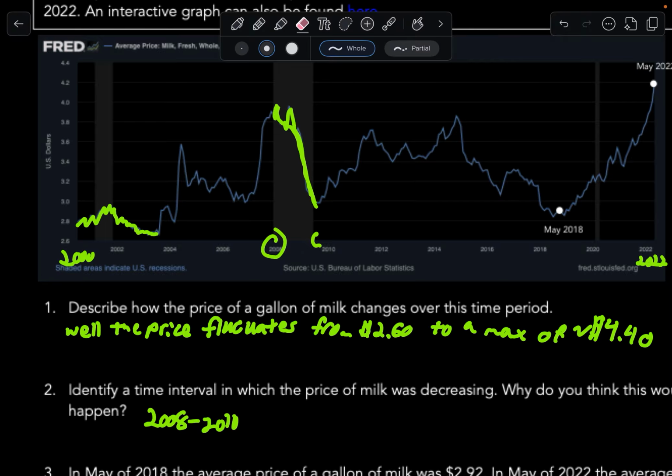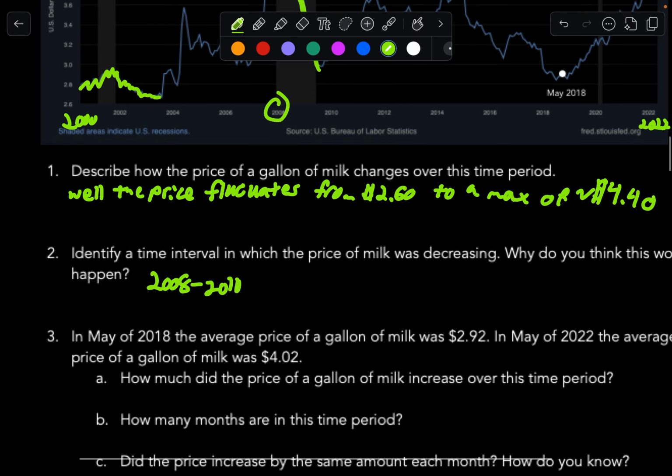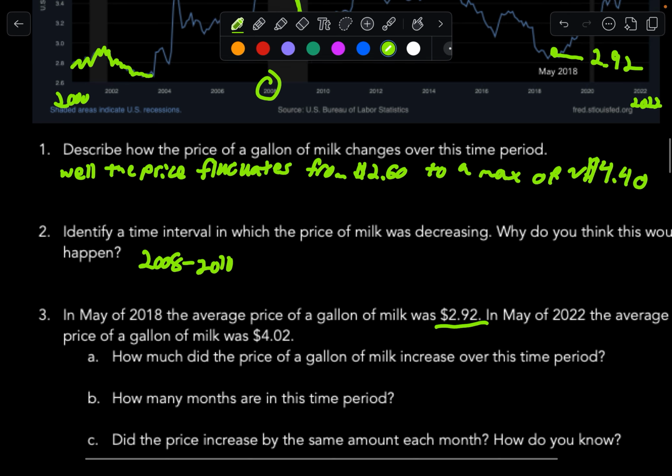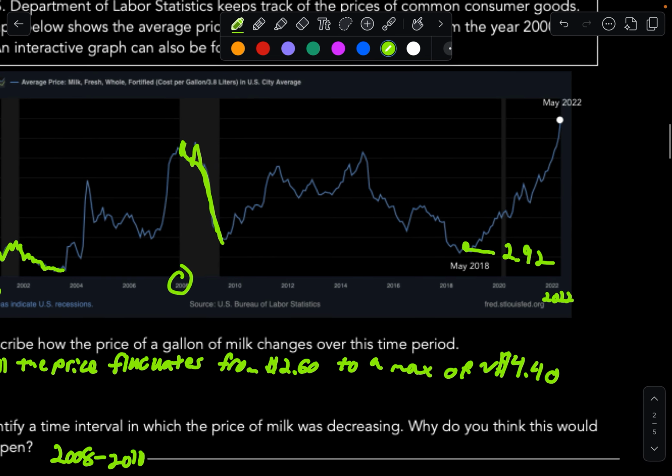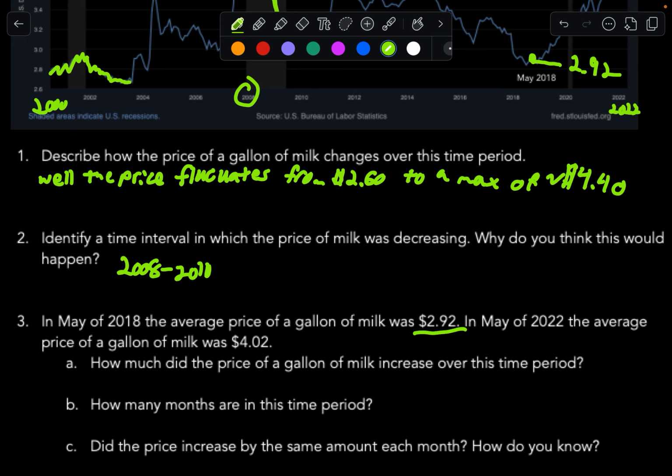In May of 2018, the average price of a gallon of milk was $2.92. So right here, that point is $2.92. All right. In May of 2022, which is 4 years later, the average price of a gallon of milk was $4.02. So this is up here at $4.02. All right. So how much did the price of a gallon of milk change over this time period?